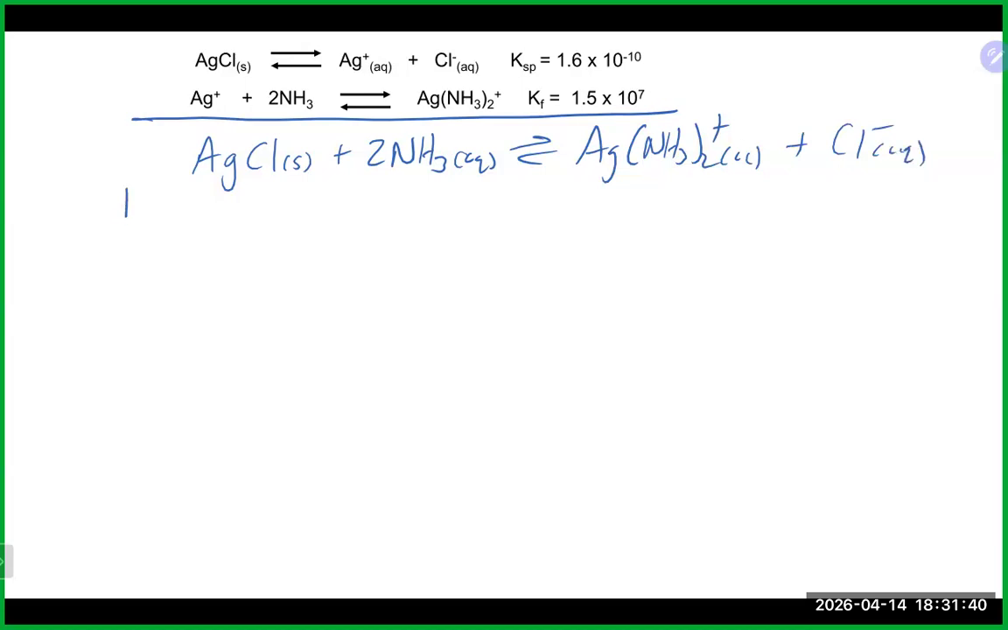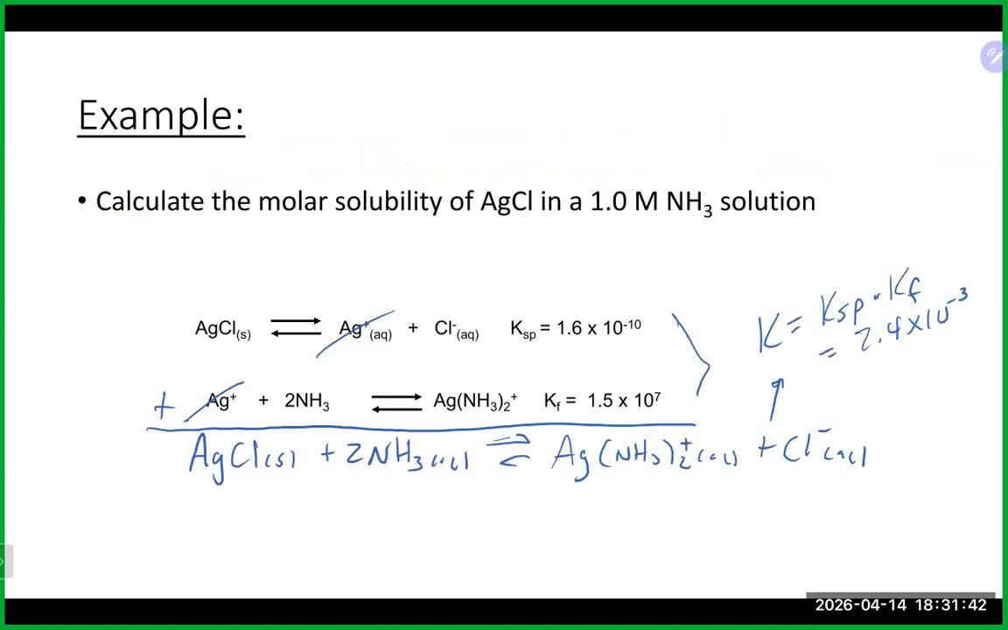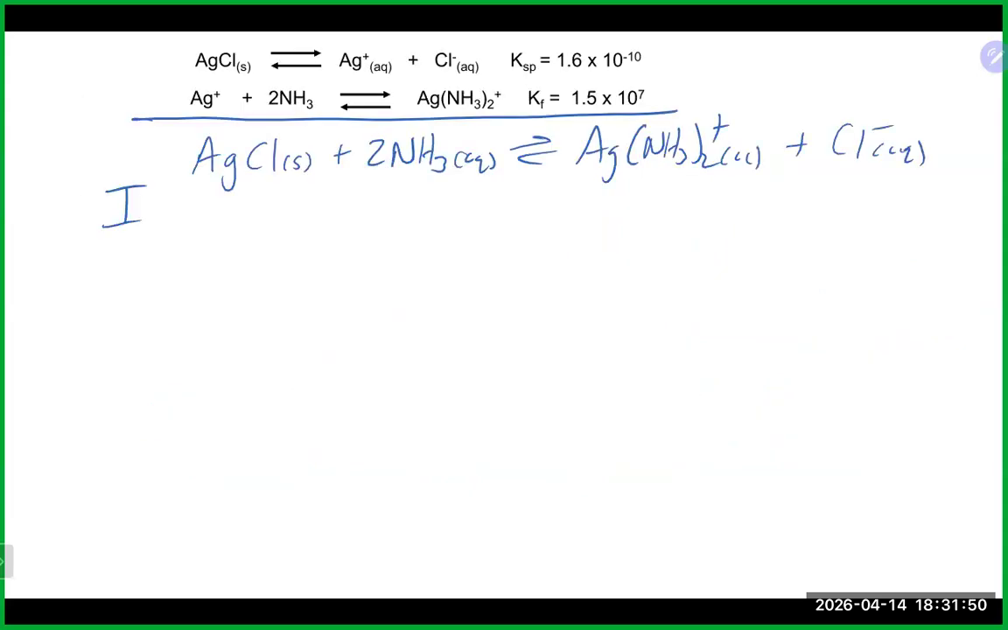All right, so we're going to do an ICE table here, and really the only thing we're told is we dumped in 1 molar ammonia, basically. So we will have an initial concentration of ammonia over here, which is 1 molar. We don't know anything about this one, and we definitely don't know anything about this one. Even though we are interested in the molar solubility of silver chloride, it is still a solid, which means it's not going to participate in anything. So I'm just going to leave it empty for now and not put any numbers there since it's a solid.